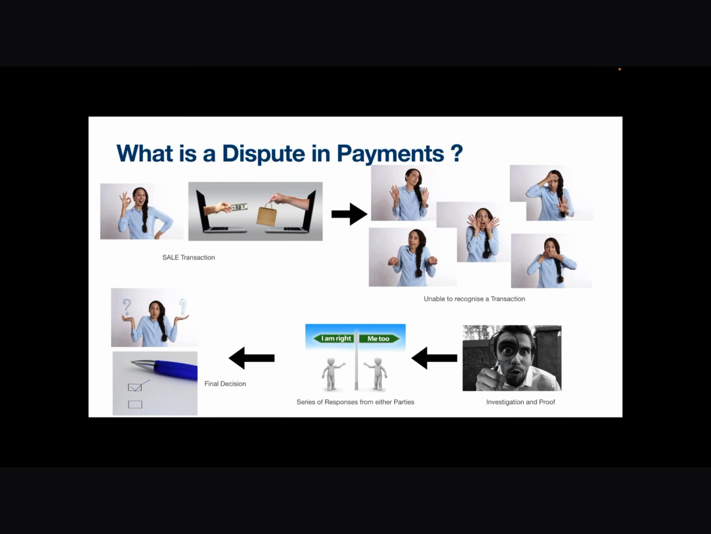Then eventually, when the dispute reaches towards the end of its life cycle, there has to be a final decision that needs to be made. It has to be made in favor of either of the parties, whether it's the cardholder or the merchant, we don't know, but one of the parties actually gets the money back. All right, so this is what typically happens in a disputed transaction.